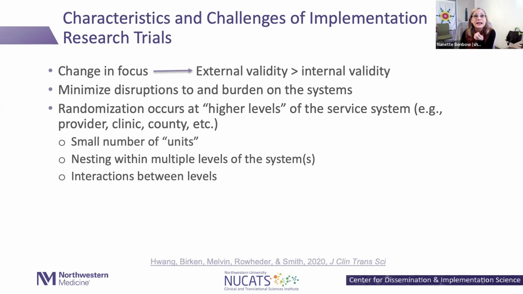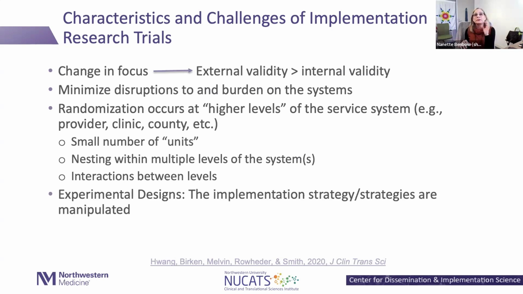Randomization is going to occur at higher levels. Remember, as we're looking at these systems, there are going to be multiple levels, provider, clinic, county, and we're going to be randomizing at these different levels. There are smaller units. We're talking about sites, not 1,000 clients anymore. There's going to be nesting within these various levels of the system. And of course, there's going to be interactions between them. So we're going to want to try to capture all of that. And we'll be using experimental designs to actually test the implementation strategy. And we're going to manipulate that to be able to understand the strategy's effectiveness.